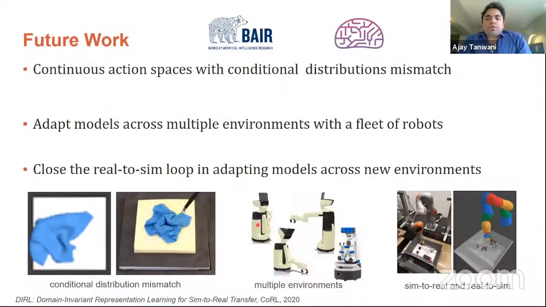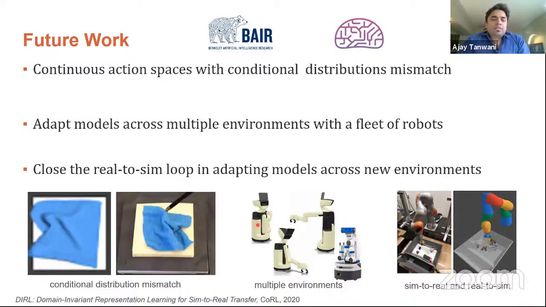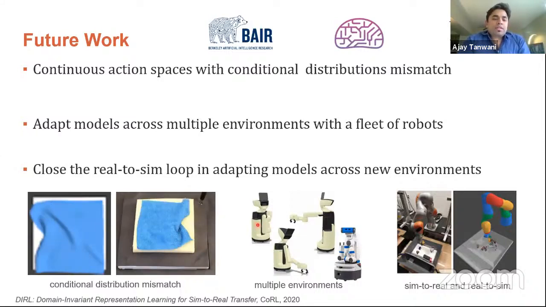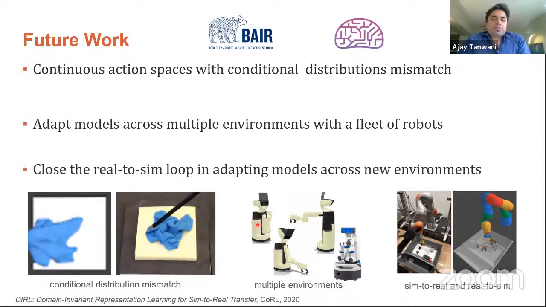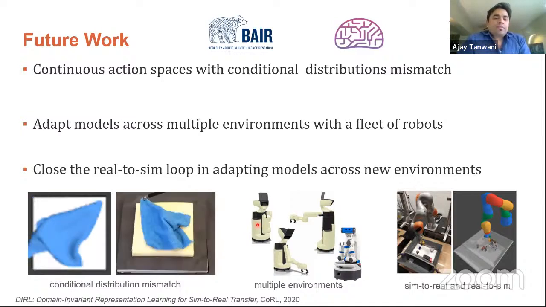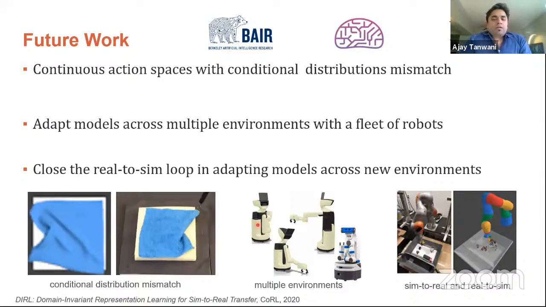All right, in our ongoing work, we are extending DIRL to handle conditional distributions mismatch in continuous spaces, such as in smoothing or folding tasks with cloth or fabric. We are interested in learning domain-invariant models across multiple environments with a fleet of robots, and also to close the real-to-sim gap in learning generalized models across new domains.